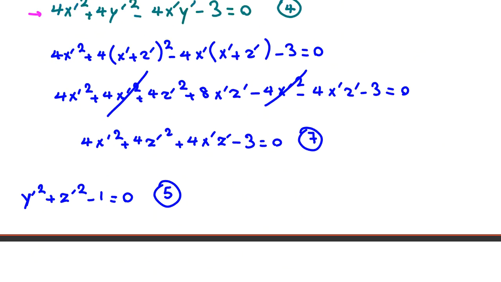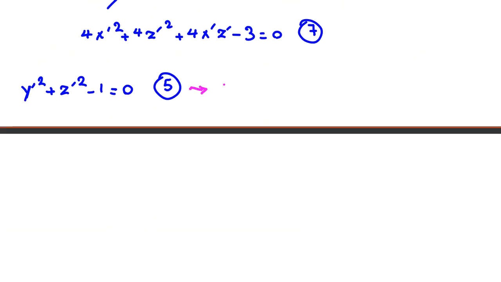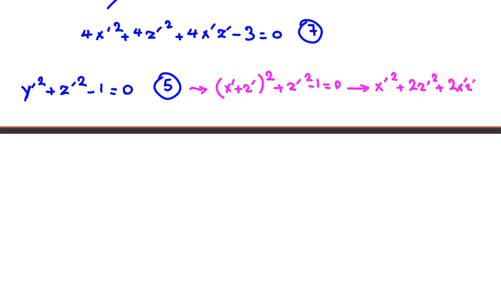We can say y prime equal to x prime plus z prime. So x prime plus z prime squared plus z prime squared minus 1 equal to 0. So x prime squared plus z prime squared plus z prime squared plus 2z prime squared plus 2x prime z prime plus 2x prime z prime minus 1 equal to 0. Now we have this equation and this equation. So they are similar to each other.